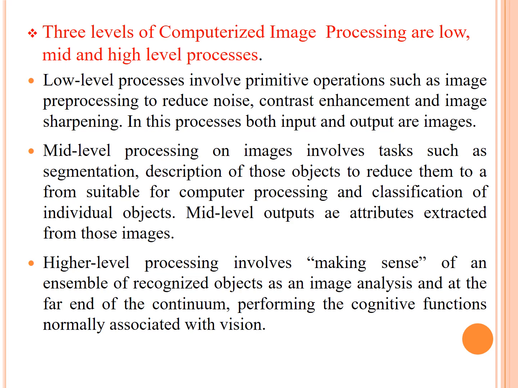There are three levels of computerized image processing. These are low, mid, and high level processes. Low level processes involve primitive operations such as image pre-processing to reduce noise, contrast enhancement, and image sharpening. A low level process is characterized by the fact that both its inputs and outputs are images.